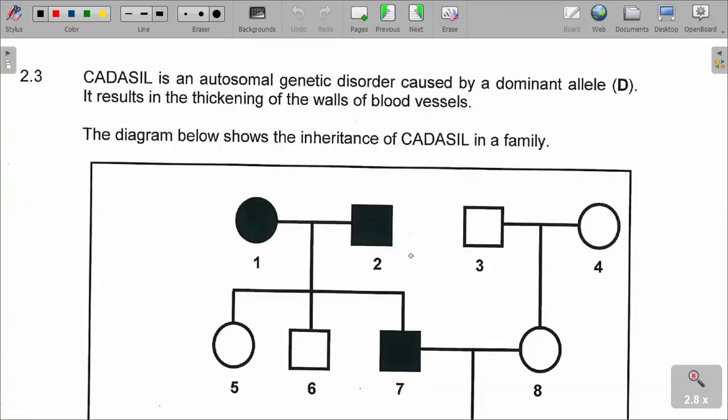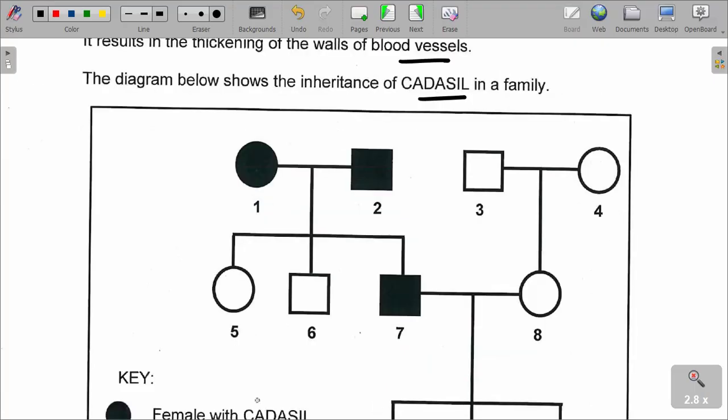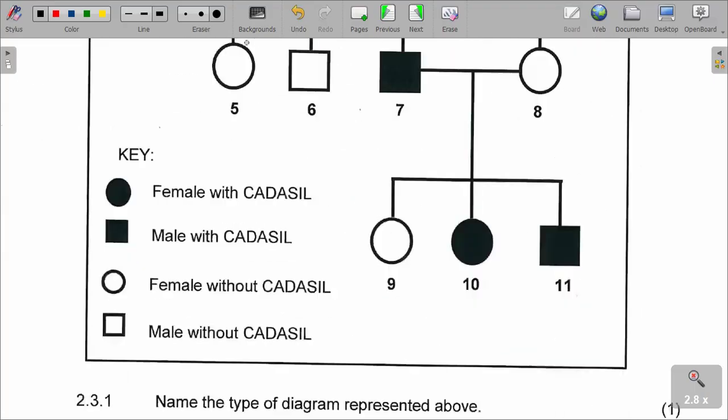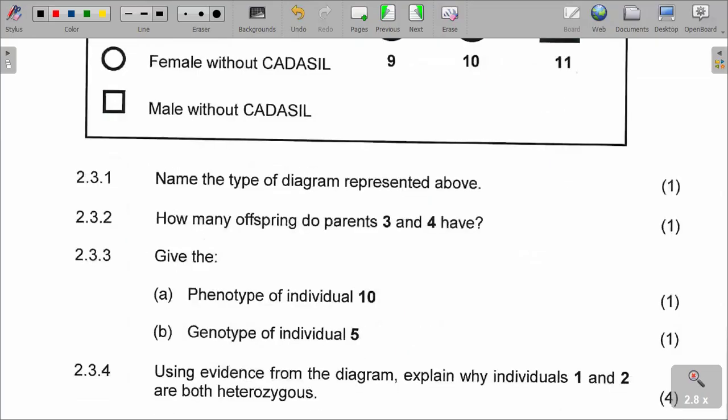CADASIL is an autosomal genetic disorder caused by a dominant allele, D. It results in thickening of the walls of blood vessels. The diagram shows the inheritance of the disease in a family.